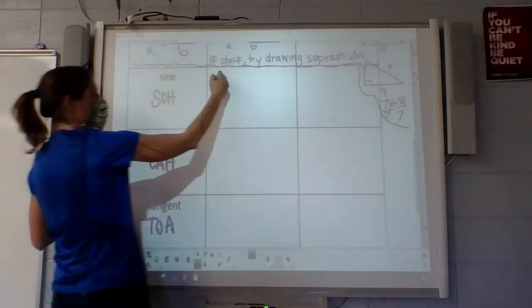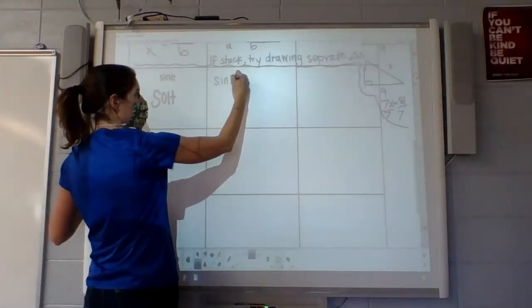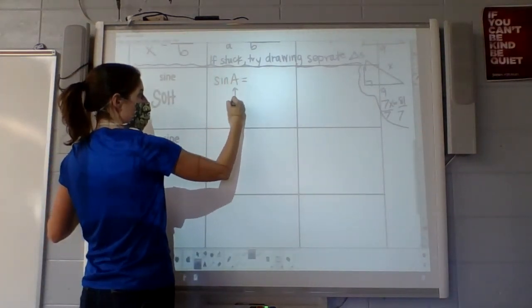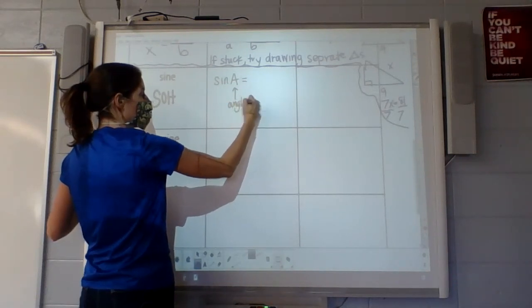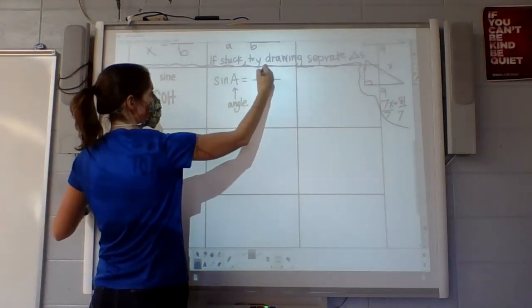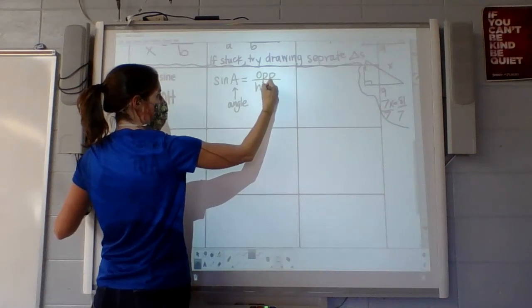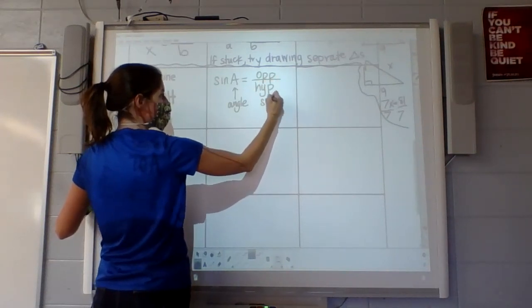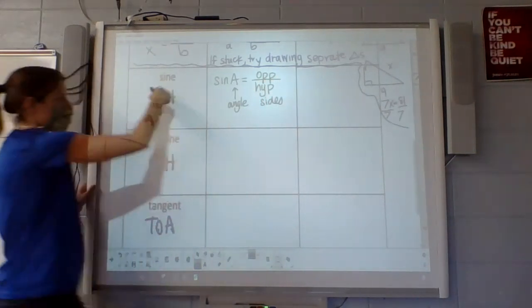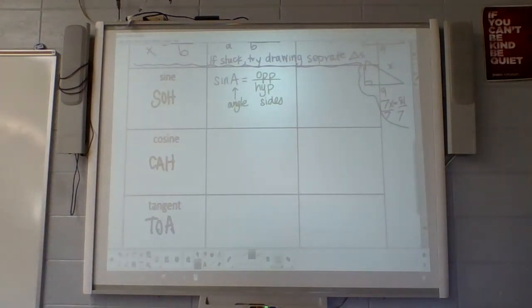So the sine of A, or sine of whatever angle we're looking for, so this is an angle, equals the opposite over the hypotenuse. And remember, those are sides, and they come from the fact that O over H is kind of a giveaway for us because the name is SOH. It's just a shortcut.